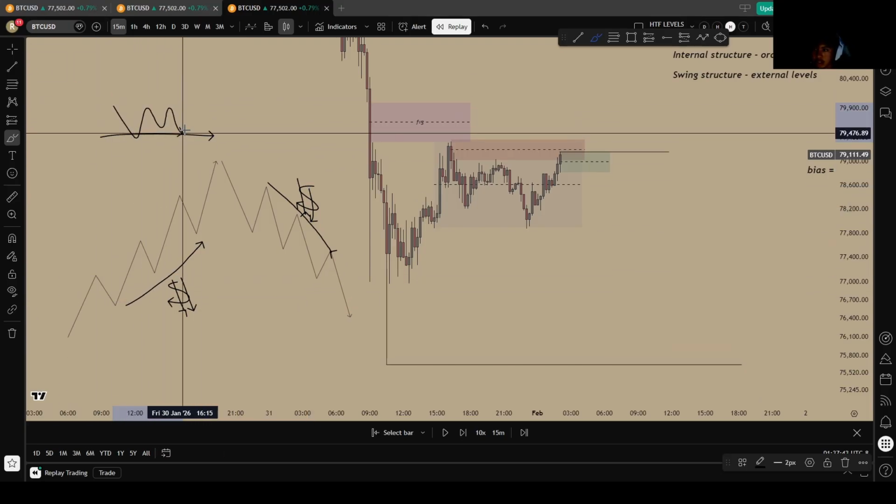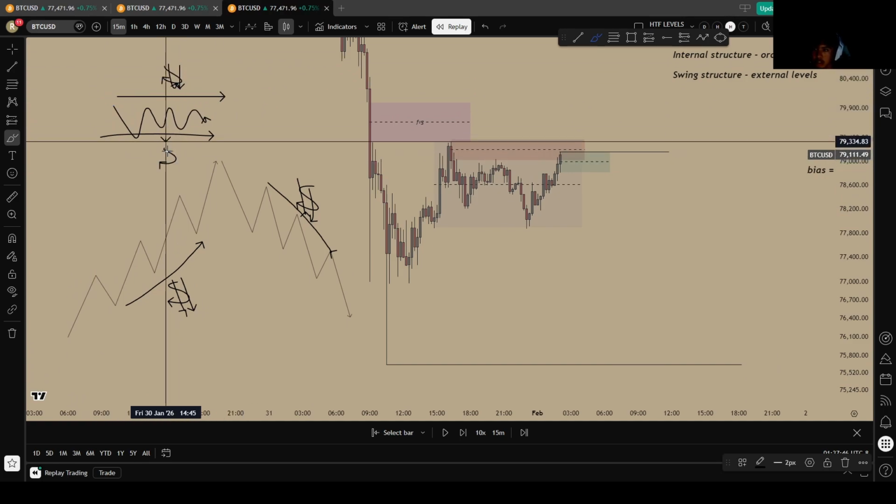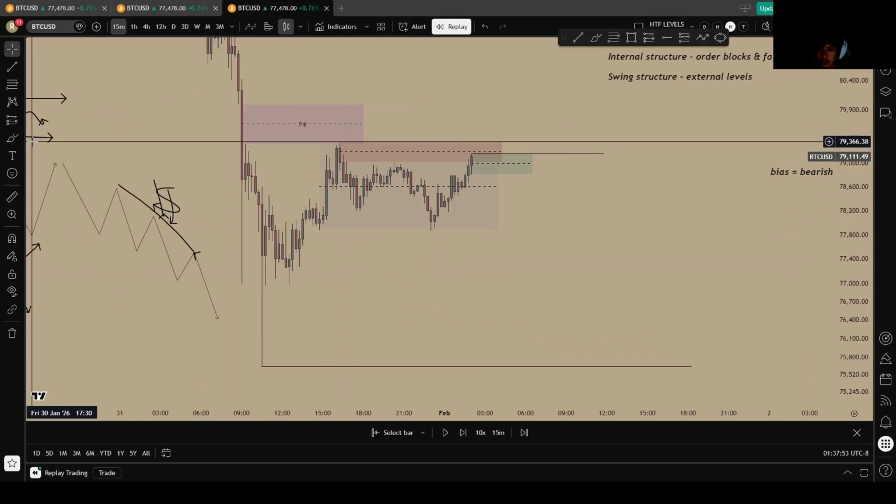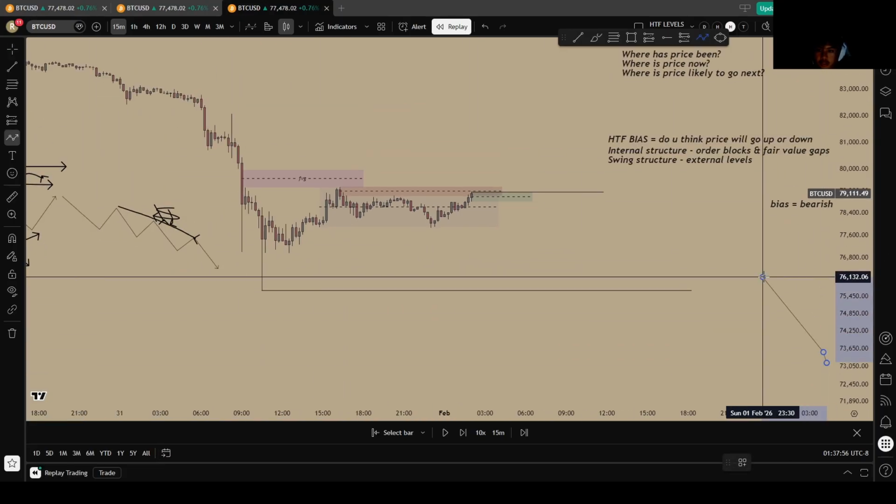In a ranging market, liquidity is up here and down here, right? So we're going to apply this over here.